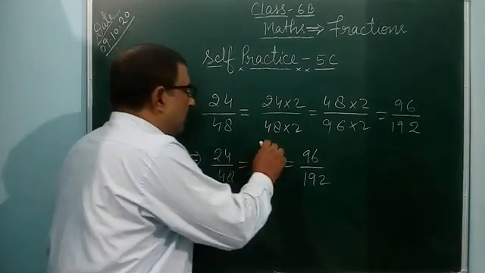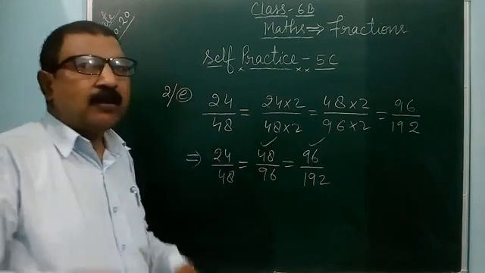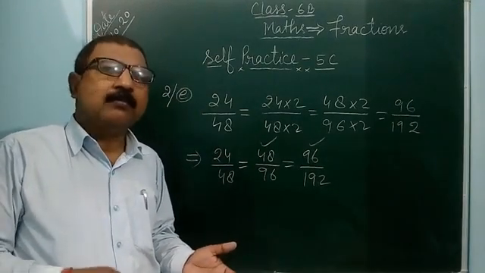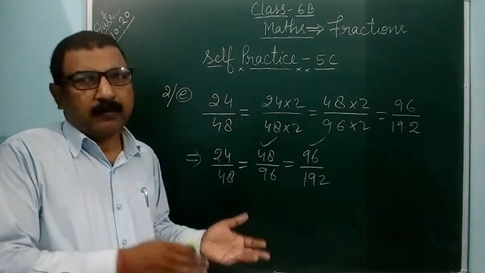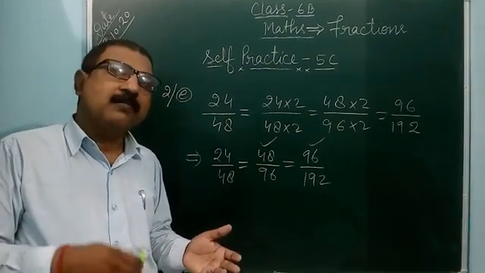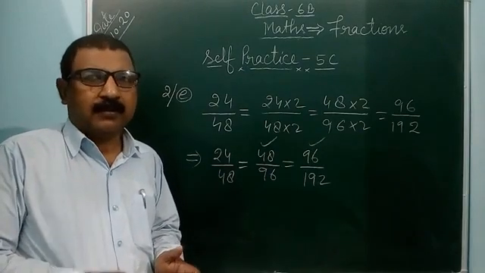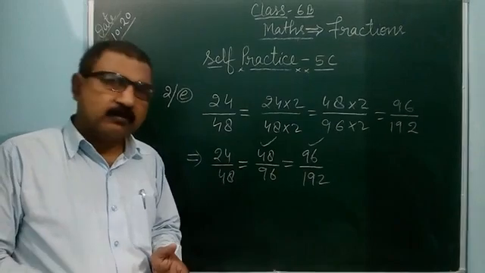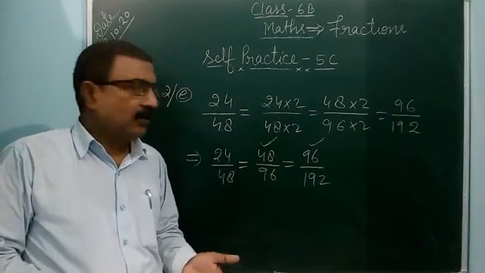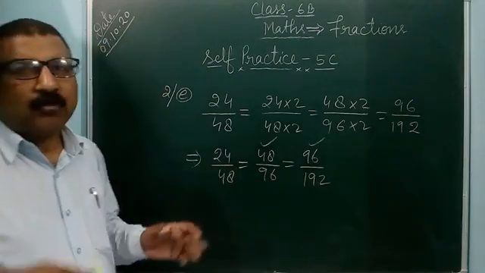So now you have 48 by 96 and 96 by 192. If you are dividing, the values of numerator and denominator will become different, and if you are multiplying, the values will also come different. But both methods are correct. Dividing or multiplying, both methods are correct. So answers may vary. In this way you can think and do, and you can get the equivalent fractions.